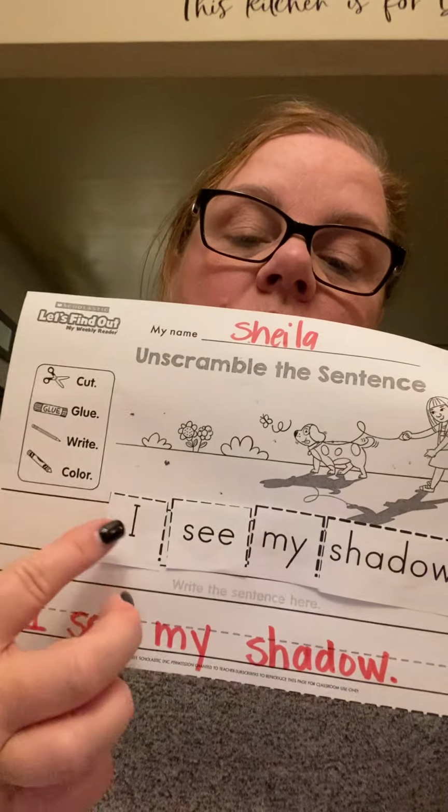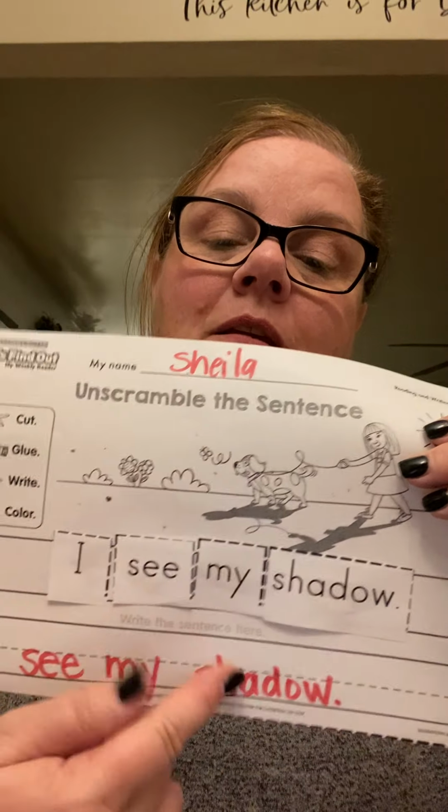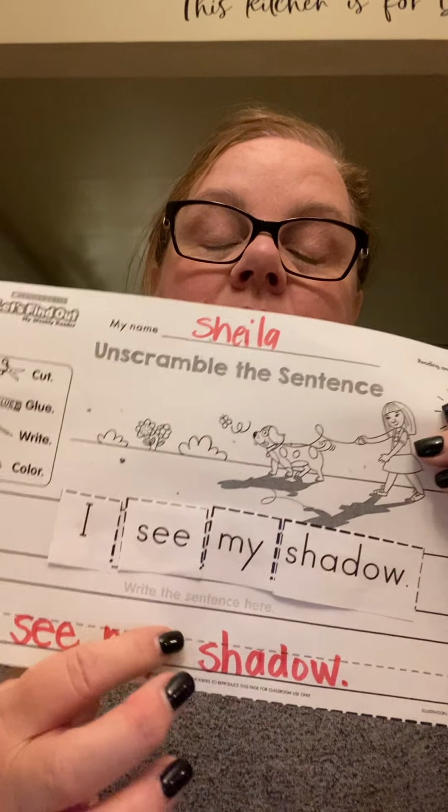Now remember, boys, we're doing our best work, all right? And we're learning and we're practicing. So we're just taking our time. We're copying the sentence that we just put together, I see my shadow, and we're writing it down here.